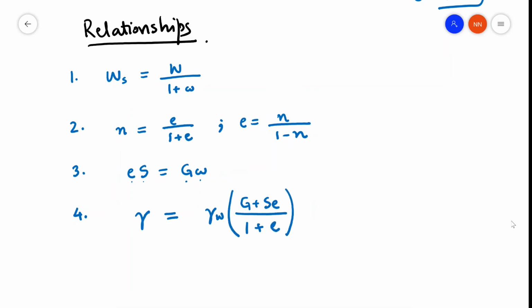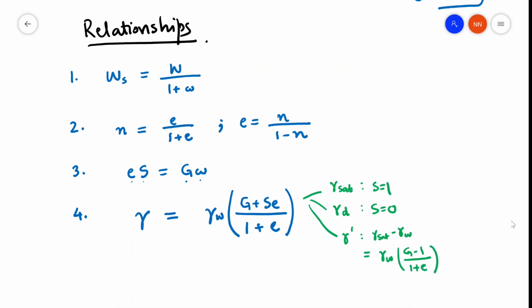And depending on the type of soil that we have, if we want gamma sat, then we just substitute S equals 1. If we want gamma dry, we can substitute S equals 0. And if we want gamma dash, we have gamma sat minus gamma water, and that comes out to be equal to gamma w times (G minus 1) over (1 plus e). So some important relations which we can learn and directly apply in our exams.